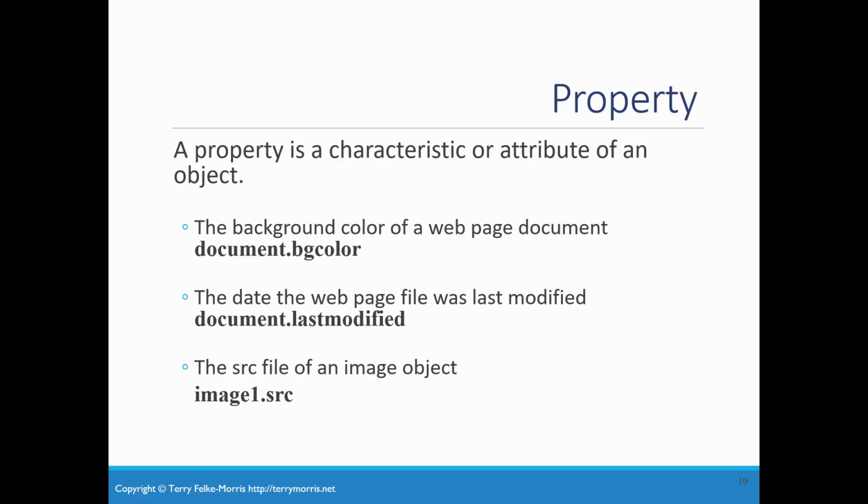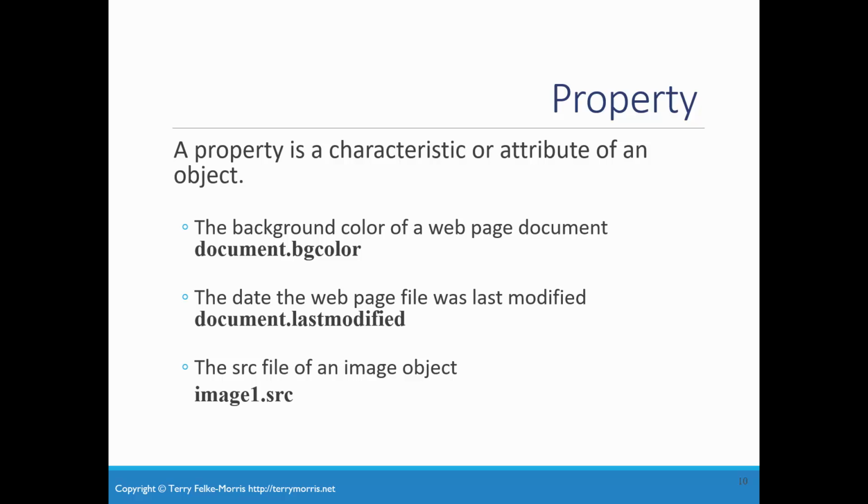Objects consist of properties. Properties are also known as characteristics or attributes. So if you think about the properties, for example, that a human being has, we all have a height, we all have a weight, we all have an eye color. Those people who have hair have a hair color. We all have a gender, etc.